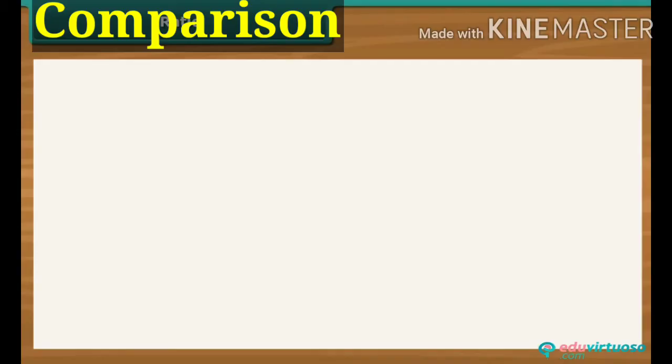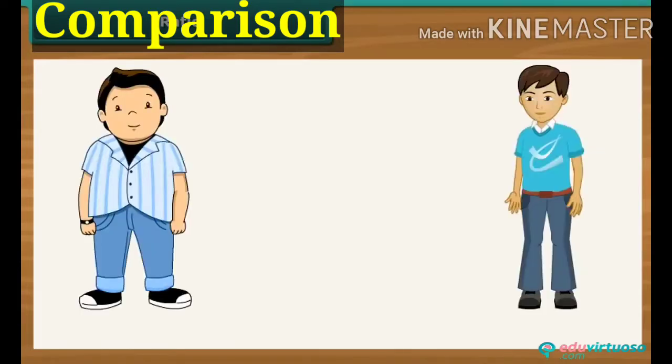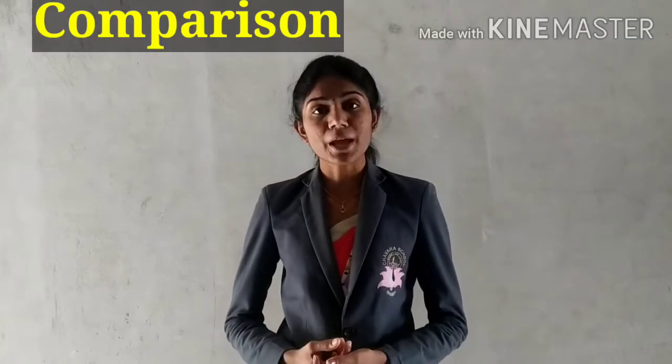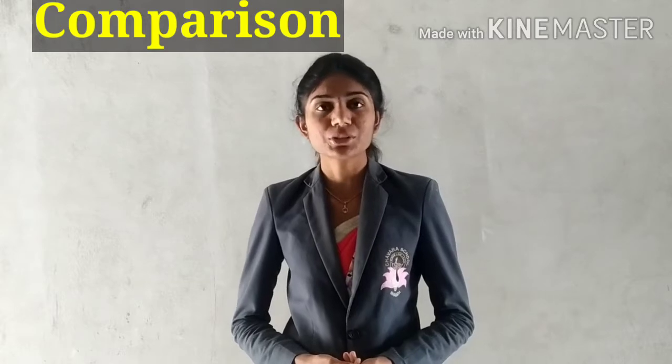In our day-to-day life, to compare two things or two numbers, we use the division method or the subtraction method for comparison. So let's see some examples based on it. Let's consider two persons, Varun and Arun, with different weights. Varun's weight is 38 kg and Arun's weight is 35 kg. By comparing them, if we subtract their weights, we get 3 kg. So we can tell Varun is 3 kg heavier than Arun. This method is known as comparison by the subtraction method.